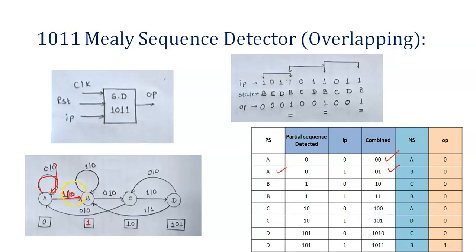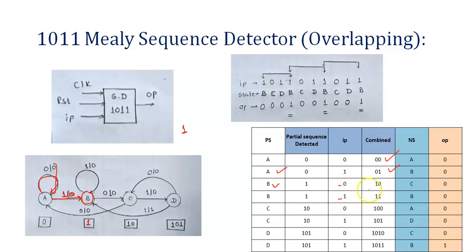Now, if you are in B state, what is the meaning of that? 1 is already detected. From this sequence you are able to see. Now you are searching for another bit. So I am now in B state. What is the meaning of B state? That 1 is already detected. So you are able to see, and your input might be 0 or 1.